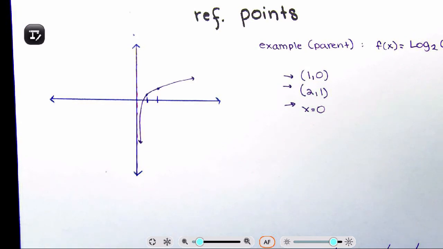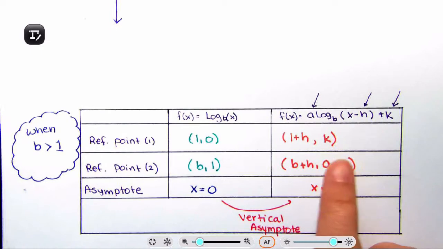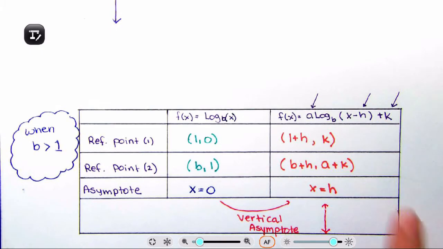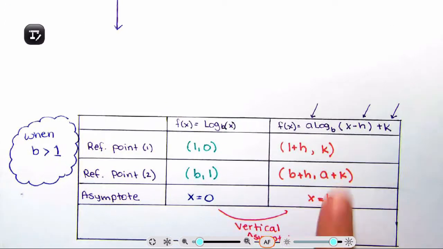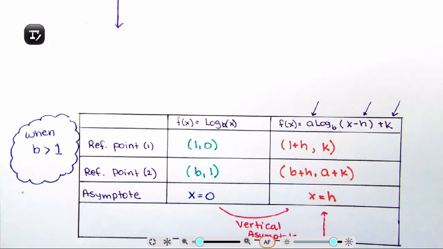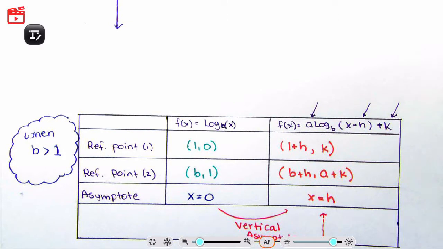Let's go ahead and do a few examples using our reference points. Again, here they are. Write them down on a cheat sheet. I don't expect you to have these memorized, especially coming after an exponential unit. So write these down, make sure you have them, and know the difference between exponential and logarithmic reference points.